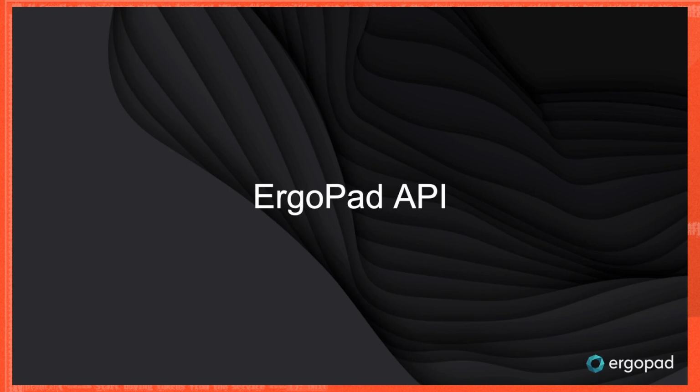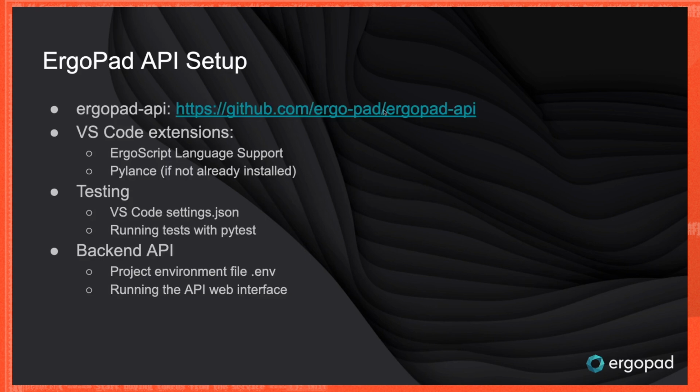So now that we have the Quicknode started, the next thing we're going to do is set up the ErgoPad API so you can interact with the backend, as well as testing the Ergo script contracts. The ErgoPad API repository can be found at the following link.